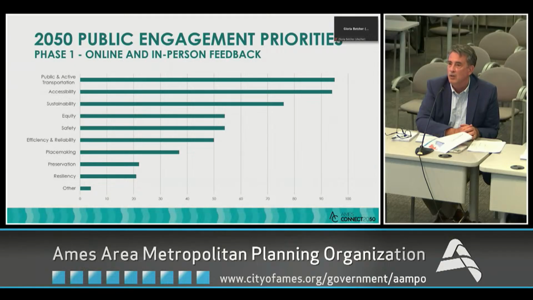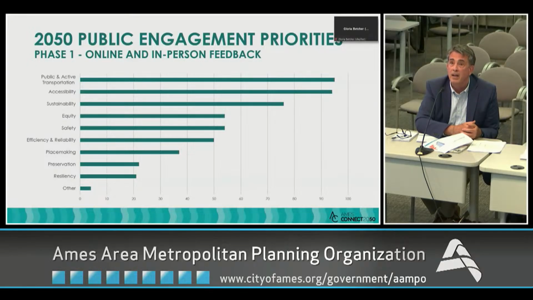So you saw that sticker chart on the last one. That was at one of our pop-up events, but we combined that also with what we heard online and what are the most important things in the community to the public. If you look at those top three, you see sustainability, accessibility, and then public and active transportation were really important to the folks that we heard back through that engagement.